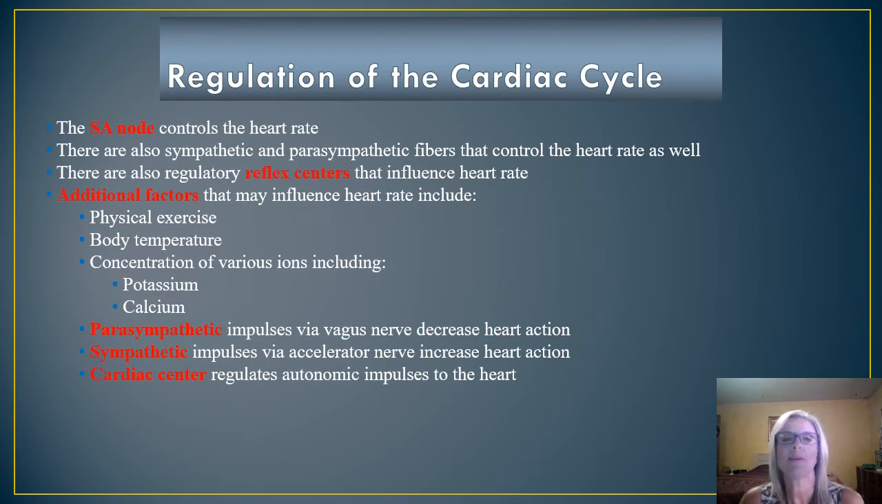So what are some ways that we regulate the cardiac cycle? Well, the SA node, we already know, controls the heart rate. There's also some sympathetic and parasympathetic nervous system involvement that can affect the heart rate as well. We have several regulatory reflex centers. We can have some other factors that can affect your heart rate, like exercise. We already know that elevates your heart rate.